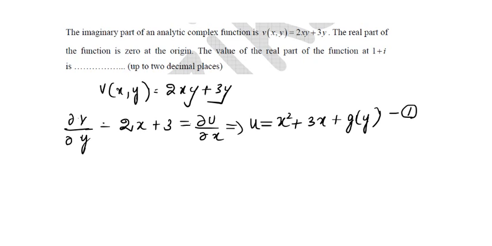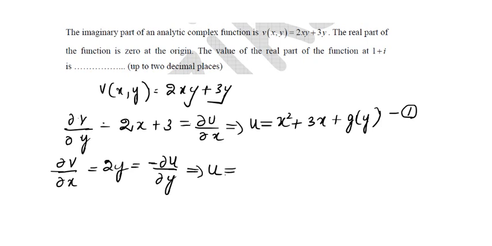Similarly, ∂v/∂x, you get 2y, equated to minus ∂u/∂y. Again integrate with respect to y, you get u. It will be minus y square plus g, an integration constant which should be a function of x. Equation 2. Since you can see the equations 1 and 2, it's somewhat different. Two terms are different.